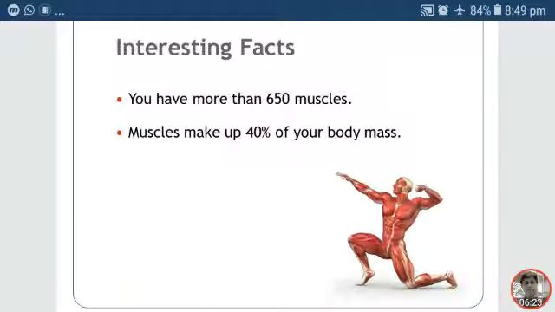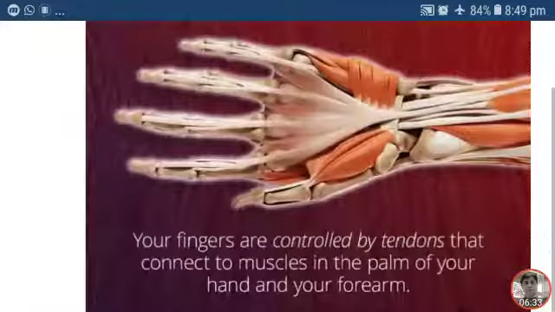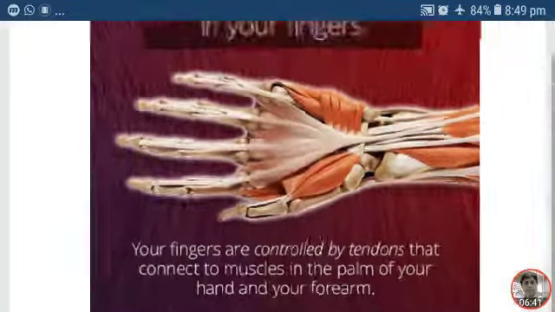Interesting facts: you have more than 650 muscles. Muscles make up 40% of your body mass. There are no muscles in your fingers. Your fingers are controlled by tendons that connect to muscles in the palm of your hand and your forearm.